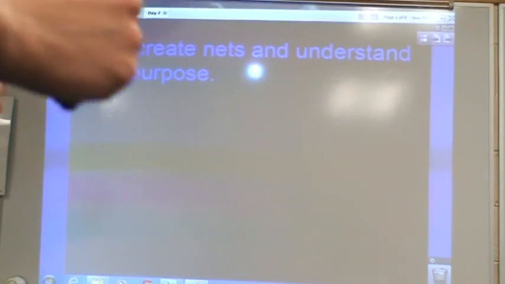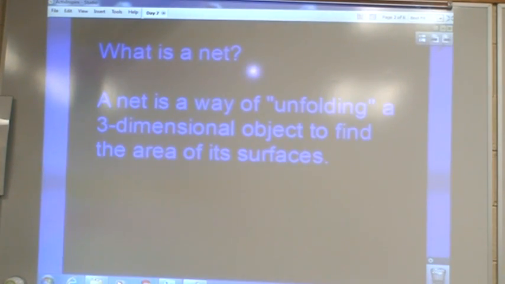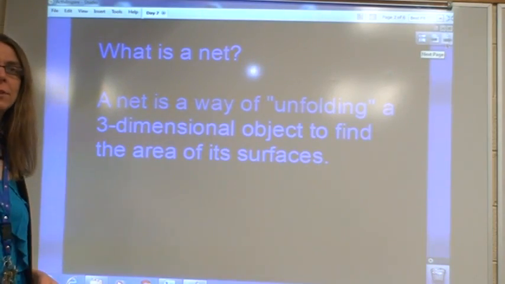I can create nets and understand their purpose. So nets are a way of unfolding a three-dimensional object to find the area of its surfaces.